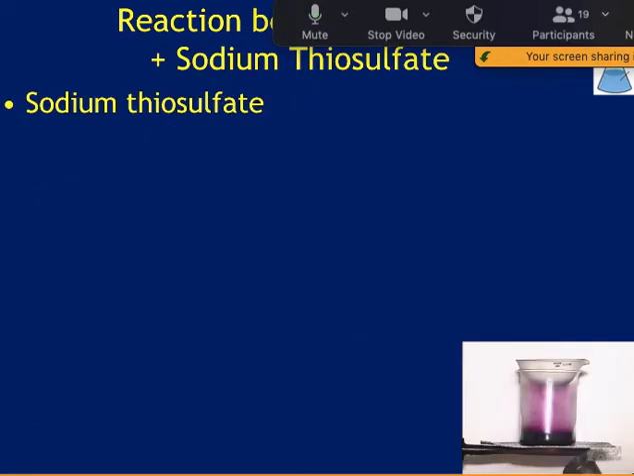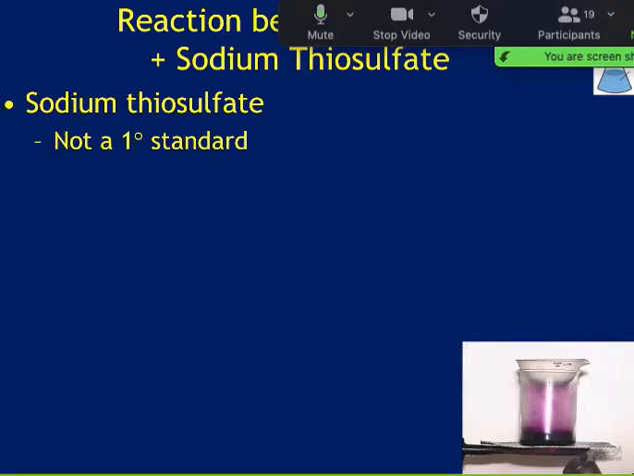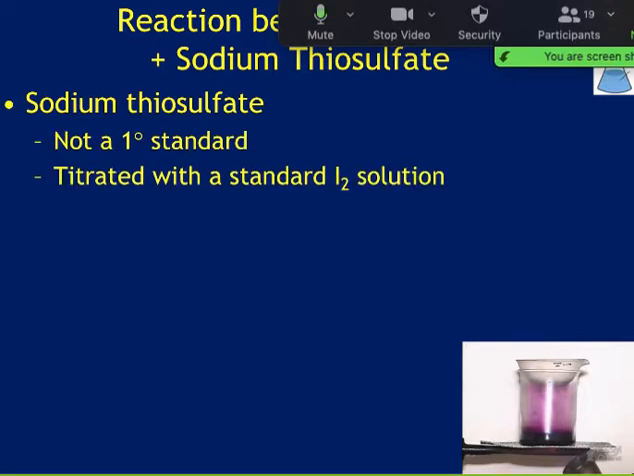Okay. Now, where it says underneath formula of crystals, note this is not a primary standard because it has that 5H2O in it. Straight away that means it can't be a primary standard, because if it's a really hot lab, there's going to be less water attached. If it's a really cold lab, there'll be more water attached, because the water of crystallization will evaporate. Okay, so sodium thiosulfate isn't a primary standard. It has to be titrated against a standard iodine solution.